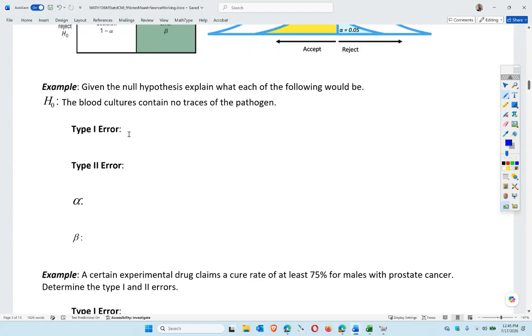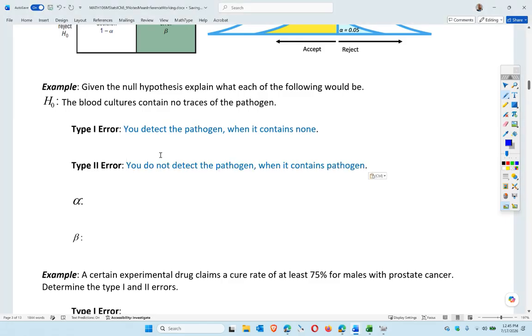So let's say we have the blood culture contains no traces of pathogen as the null hypothesis. So the alternative would be that it contains it, correct? So a type 1 error would be a false positive, which means you detect it when it's not there, correct? A type 2 would be a false negative, which means it's there and you do not detect it, correct? So those are both problems.